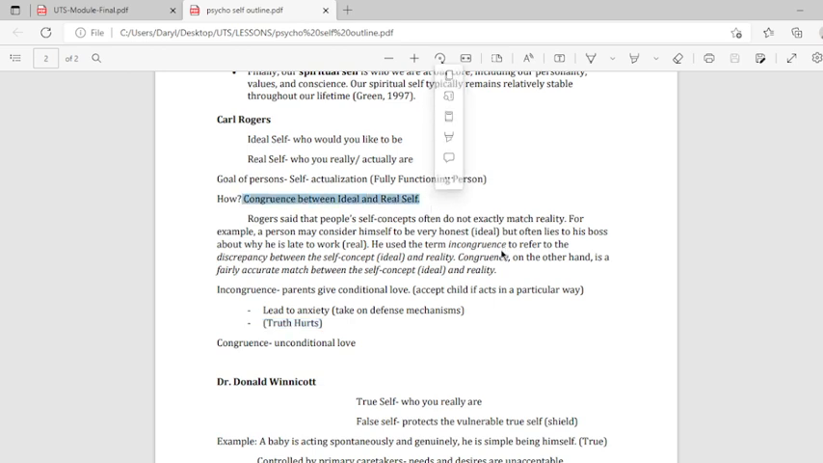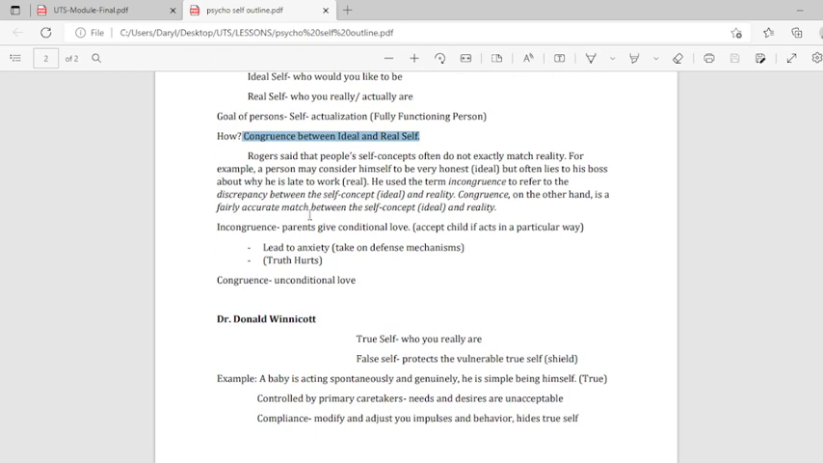So very important nga i-acquire ang congruence between ideal and real self. Okay? Carl Rogers, ideal, real. The goal is to become a fully functioning person. How would you acquire that? By congruence between the ideal and real self. Dayon, nganong mag-result ang incongruence? When at an early age, you receive what we call conditional love, meaning you are only loved or accepted if you act in a particular way.